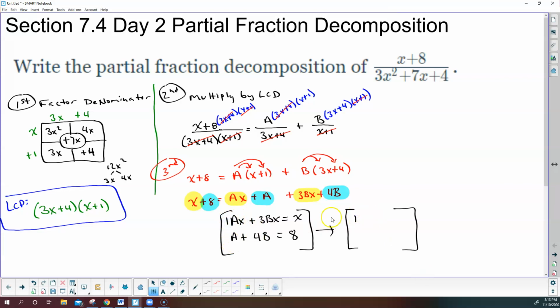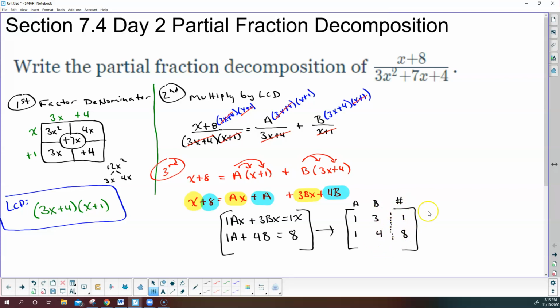So I get 1a, 3b, and then that has to equal 1. And then I have 1a, I've got 4b, and I have 8. Now some people like to think of a dotted line here, because here's my values for A, here's my B values, and here's my numbers.